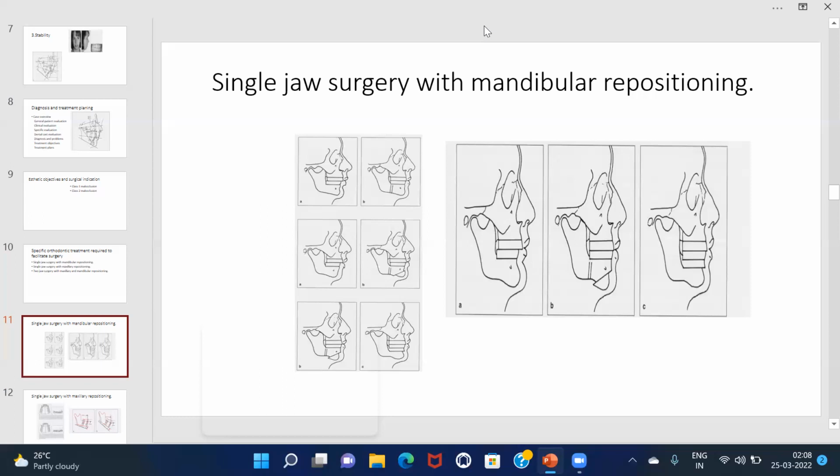Second, crowding in the posterior mandible and no crowding in the maxilla. The mandibular second premolar should be extracted. This will allow less retraction of the mandibular incisors. This extraction pattern will result in a class 3 molar and a class 1 canine relationship after surgical advancement.